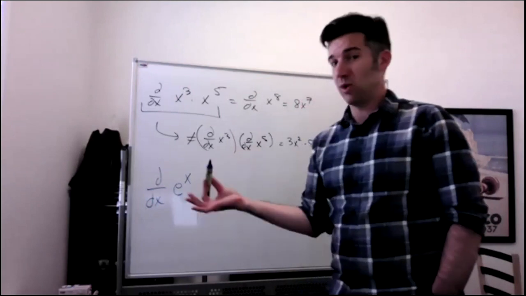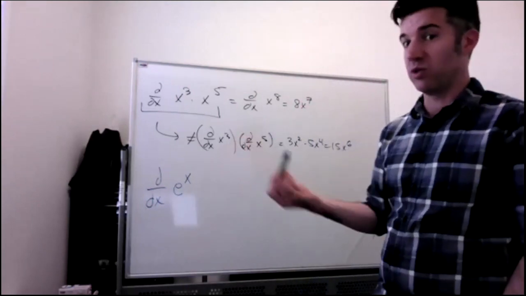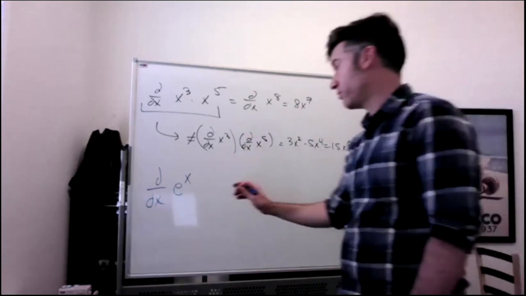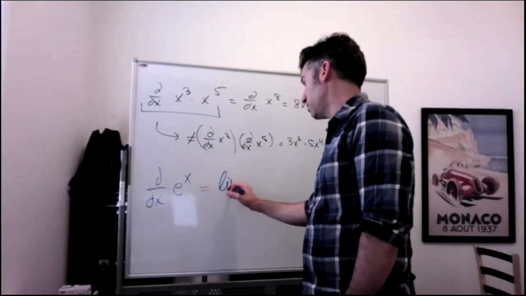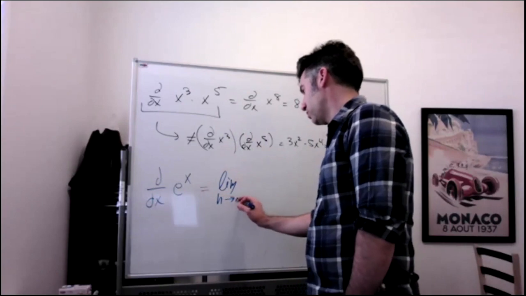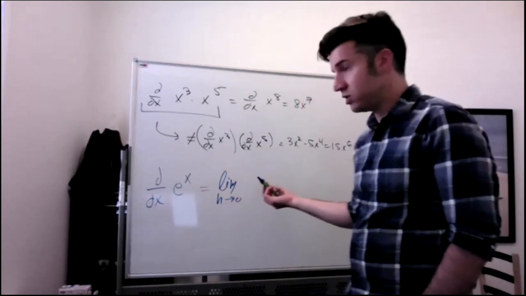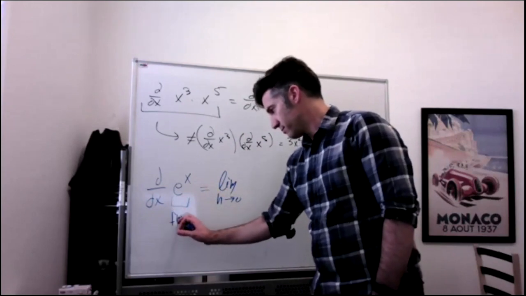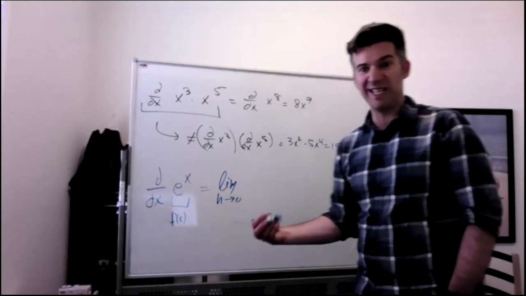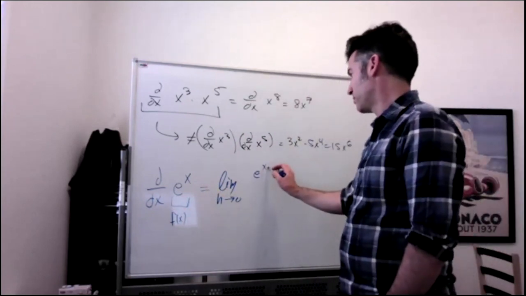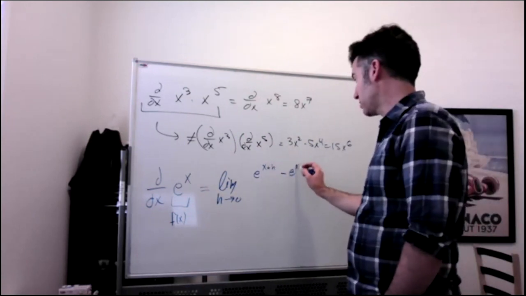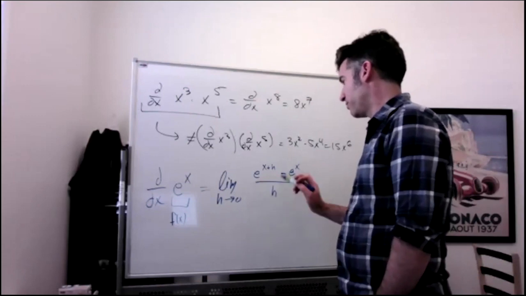So, as we often do when we're talking about a function we don't know how to differentiate, we go back to the limit definition. So that's going to be the limit as h goes to 0 of f of x plus h. So if this is my f of x, then my f of x plus h is e to the x plus h, minus f of x, which is e to the x, all over h.